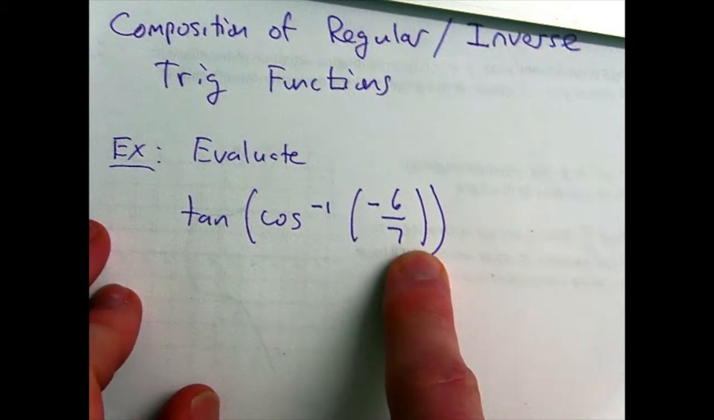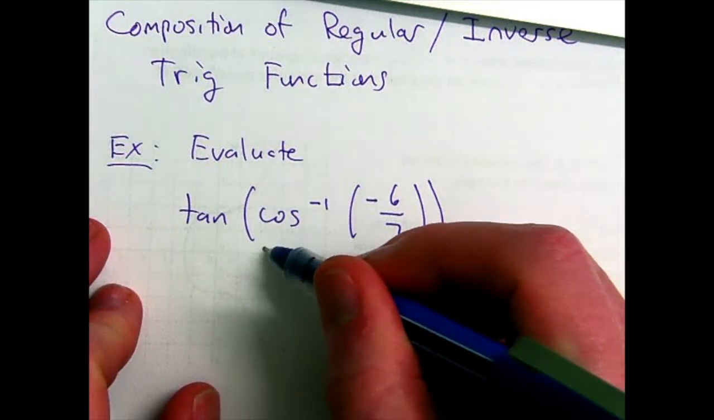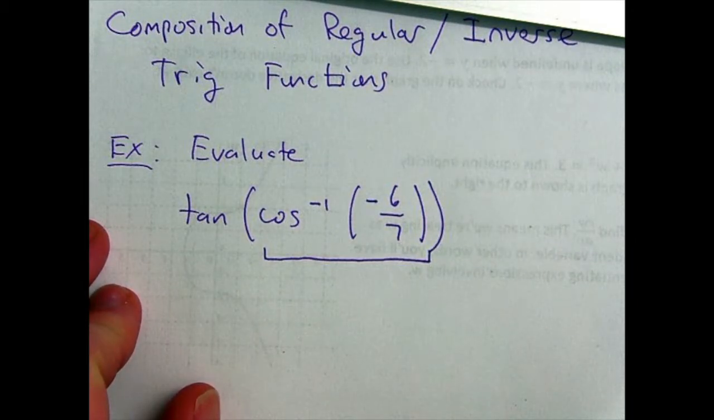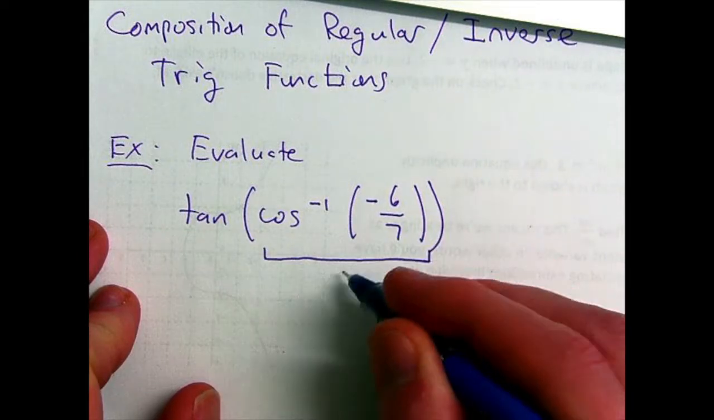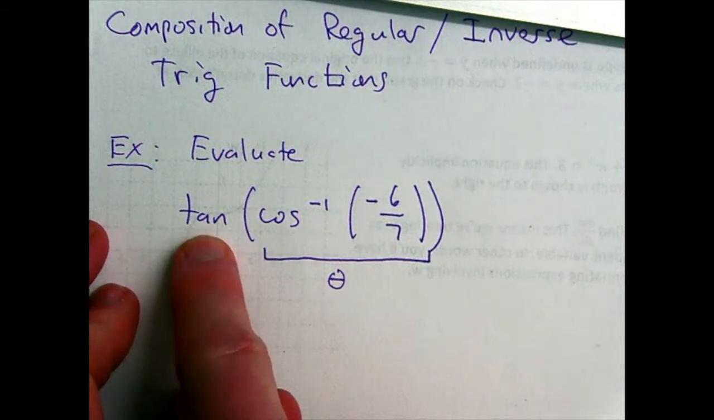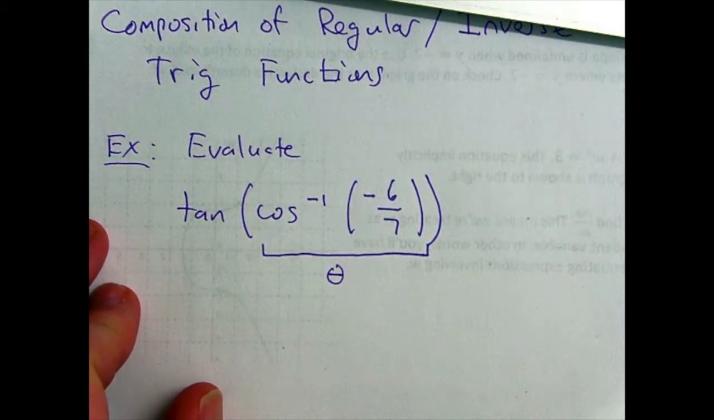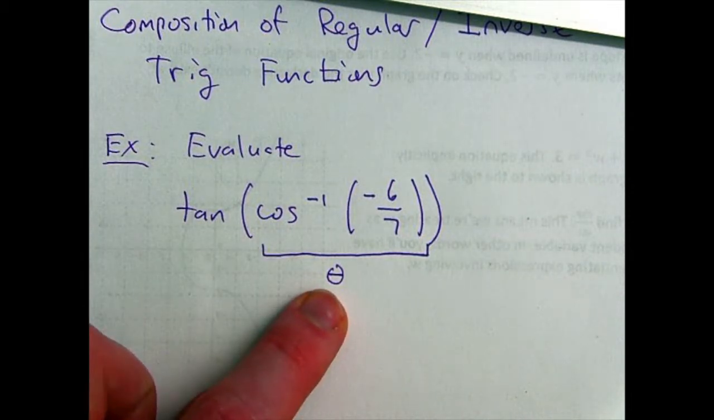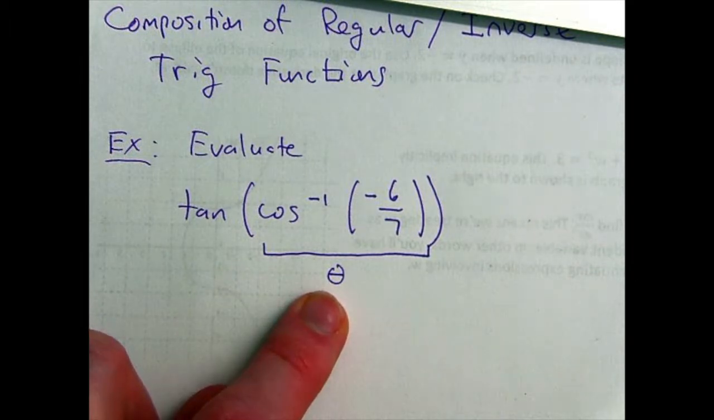So again, let's just make sure this makes sense. Cosine inverse of negative 6 over 7, remember that the inverse trig functions produce what kind of output? They produce an angle. So therefore, this object here, whatever it is, it must be some angle. I don't know what it is, but let's just say it's some angle theta. And then we're taking the tangent of that angle. And that makes sense because the regular trig functions accept angles as an input. So just sort of checking that the inputs and outputs make sense.